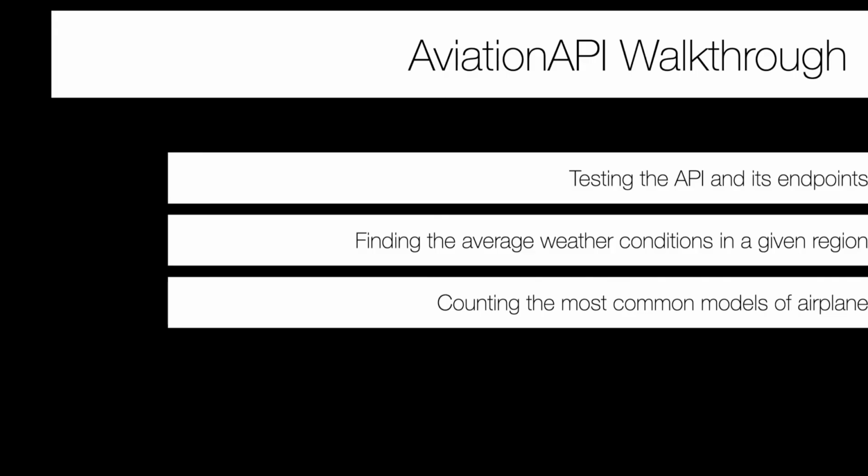There you go. That's the walkthrough for testing the API and its endpoints, and a couple of very simplistic exploratory analyses where we look at averaging weather conditions over a given region or set of airports and counting common models of airplane used across a number of different airports as well.